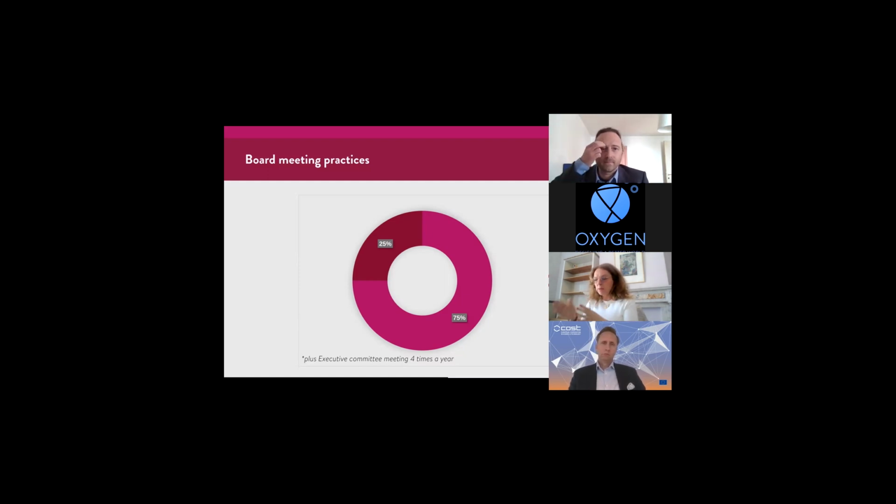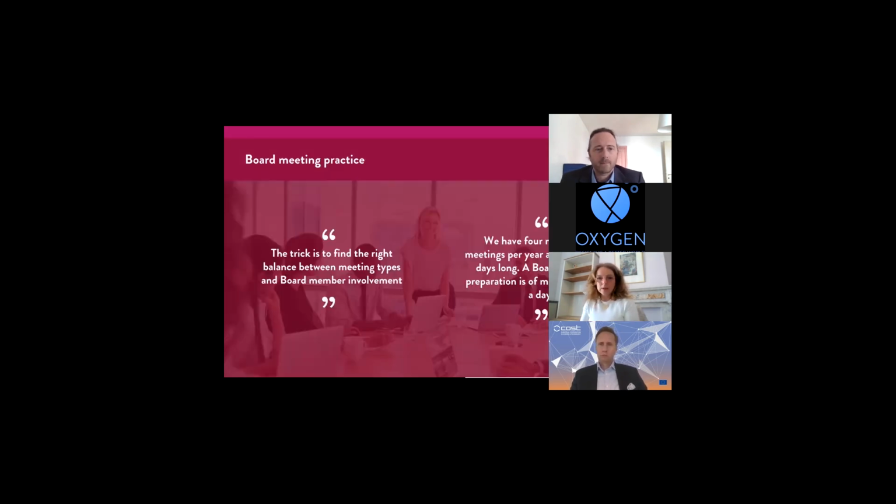Maybe you could cut up those meetings a little bit more during the course of the year. Next slide, please. So again, quotes, qualitative information from the interviewees. The trick is to find the right balance between meeting types and board member involvement. We have 4 main board meetings per year, and each lasts 2 days long. A board member's preparation is a minimum of half a day, so it's 4 times a year. Again, maybe there the better means might be, and I think this was a management board, if I recall, to have more board meetings, but maybe less long, and find a different means of informing the board members prior to the meeting, so they're enabled to take decisions at the meetings itself.